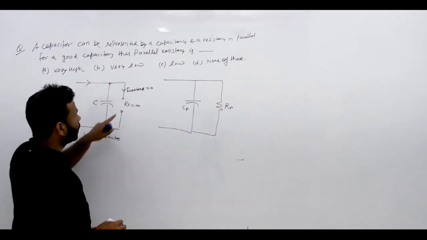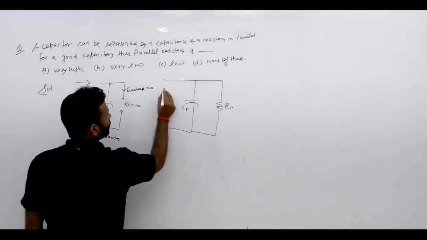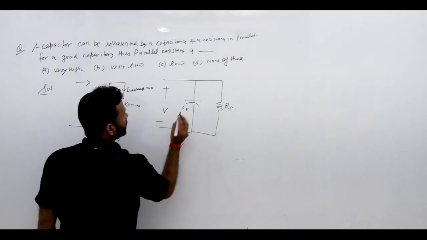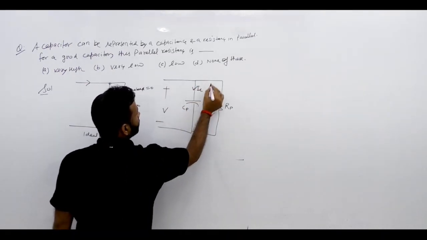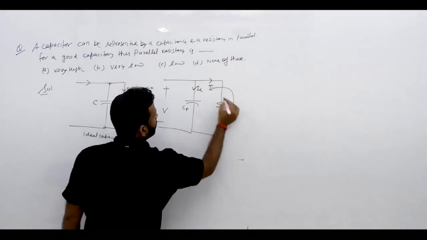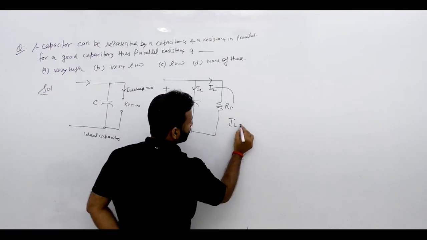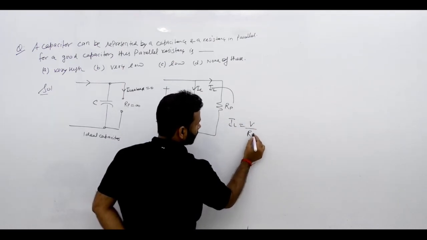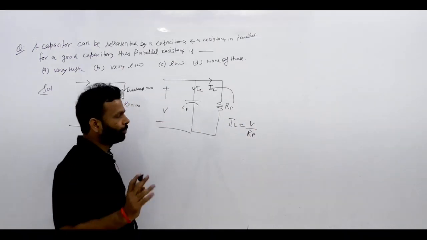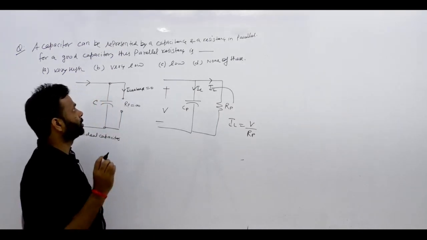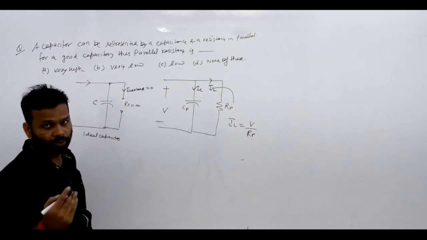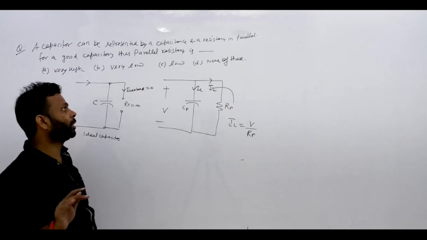Now, to have a low leakage current, what should be the condition? I leakage equals V upon RP, and that is exactly called the leakage resistance. Either it is asked for the capacitance, the dielectric, it is also valid for the insulator.